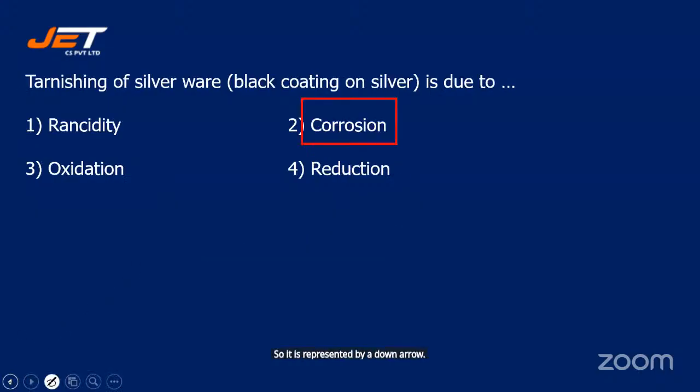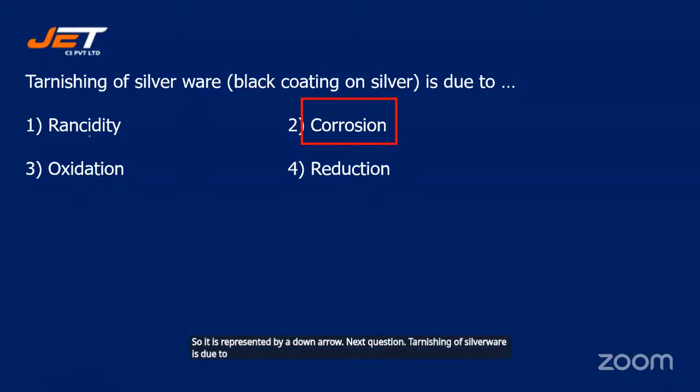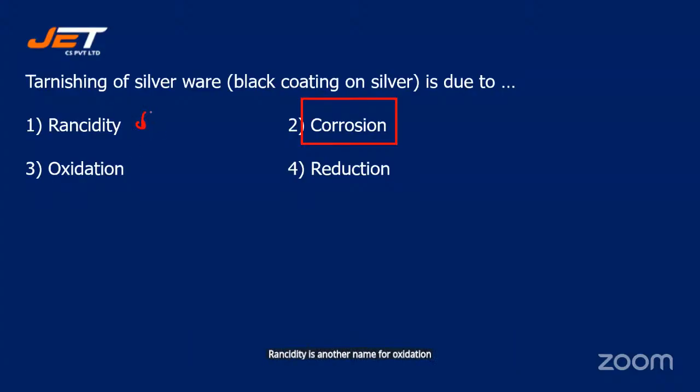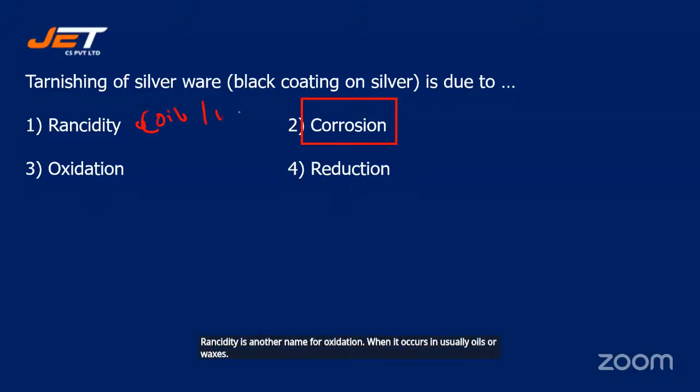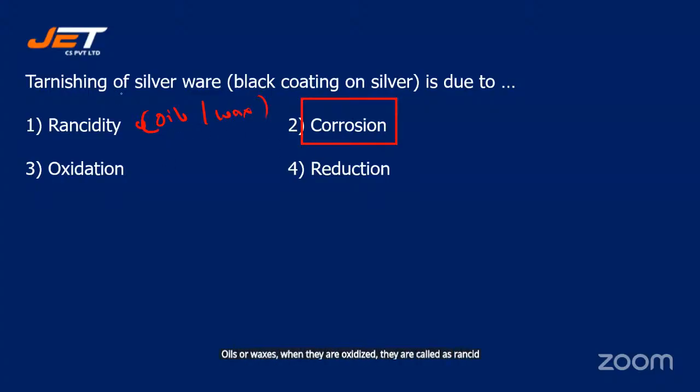Next question. Tarnishing of silverware is due to corrosion. Okay, it is not rancidity, oxidation, or reduction. Rancidity is another name for oxidation when it occurs usually in oils or waxes. Oils or waxes, when they are oxidized, are called rancidified. These three terms do not apply to tarnishing of silverware, that is blackening of silver. Blackening of silver is due to corrosion.